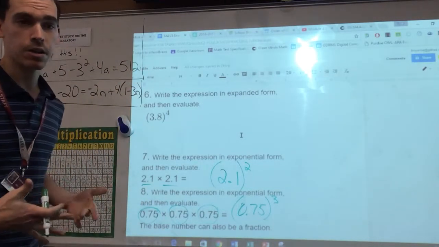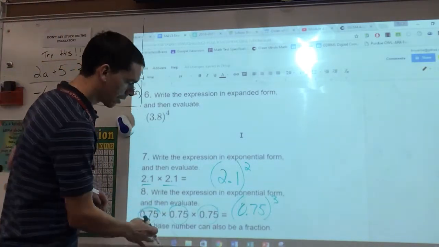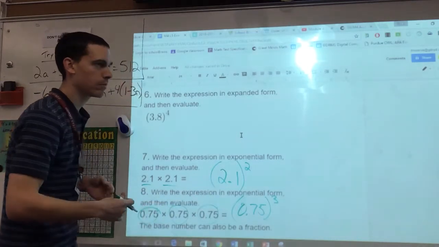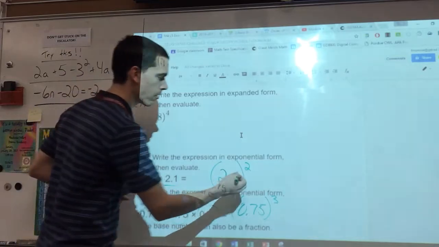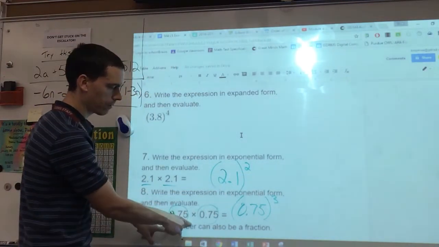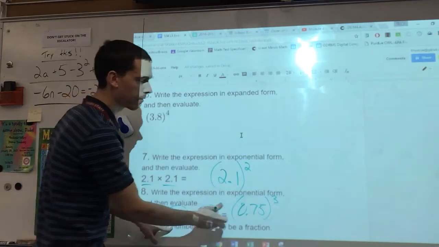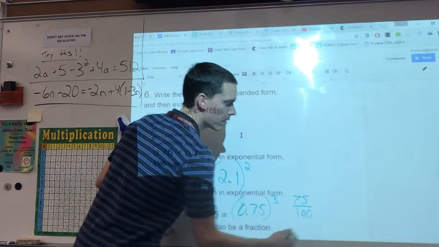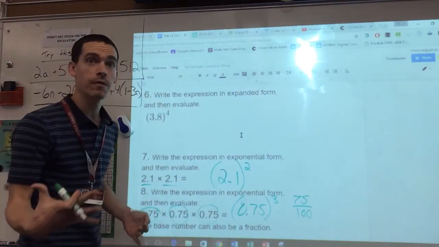Okay? We can write these in fraction form. Why don't we do that first? Let's write in fraction form for here. So each one of these, what could we do? Okay? So I have 2 and 1/10. Let's look at this one. 0.75. 75 goes over the hundredths place, and we can simplify that fraction.